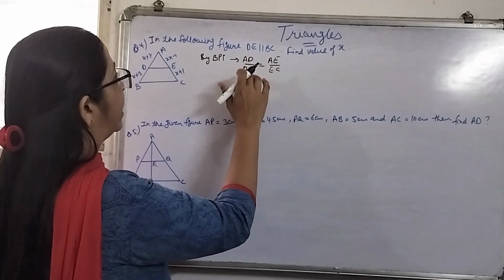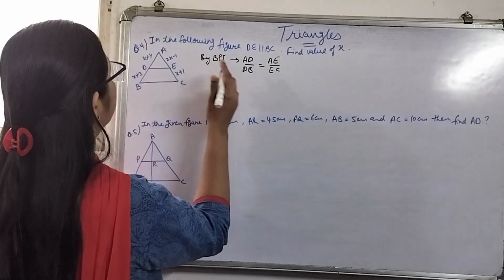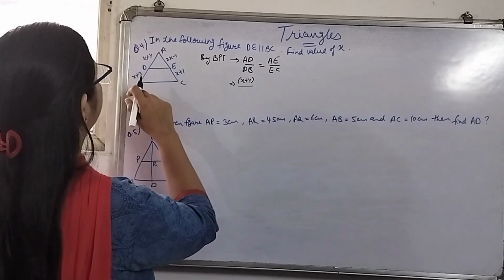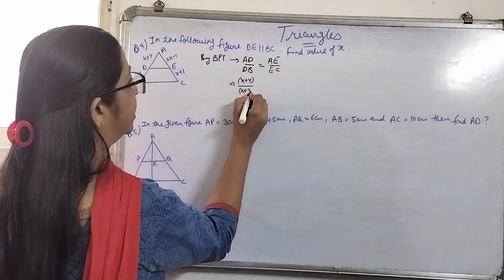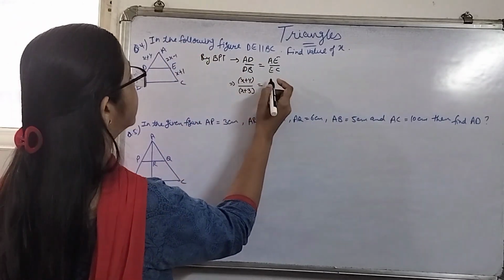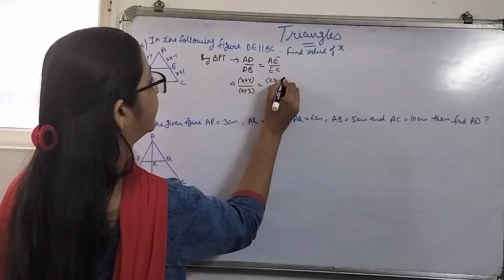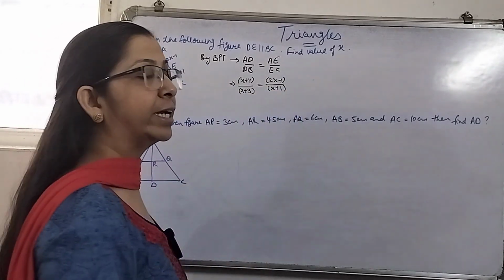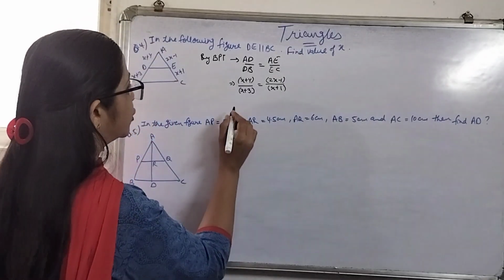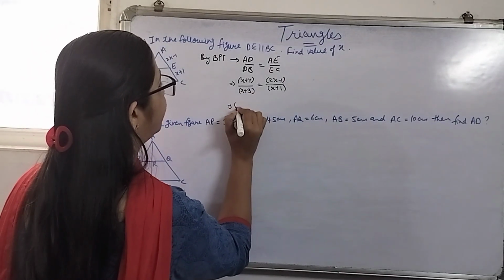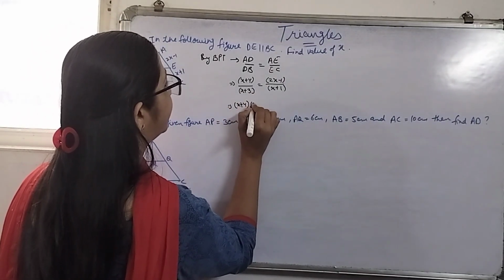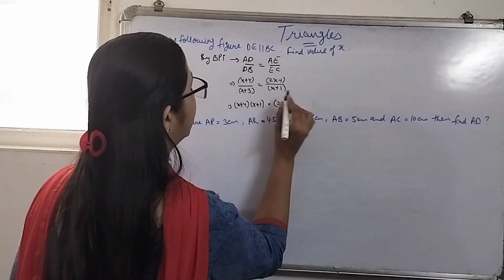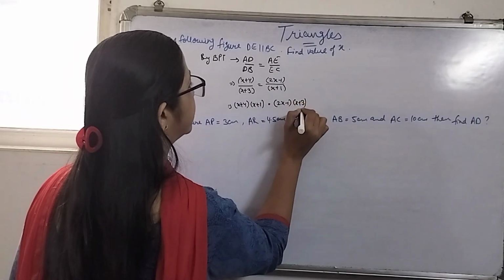Now we will be keeping the values of all these from here. So it will be x plus 4 upon DB, which is x plus 3. It is equivalent to AE, which is 2x minus 1, over EC, which is x plus 1. Now we can cross multiply it. So if we cross multiply, it will become x plus 4 multiplied by x plus 1 is equivalent to 2x minus 1 multiplied by x plus 3.